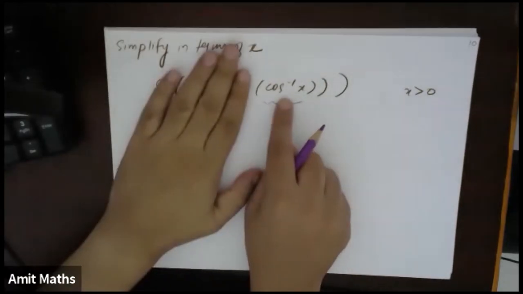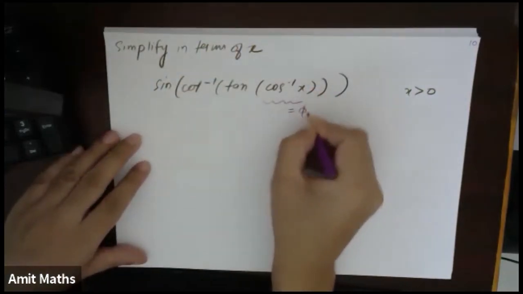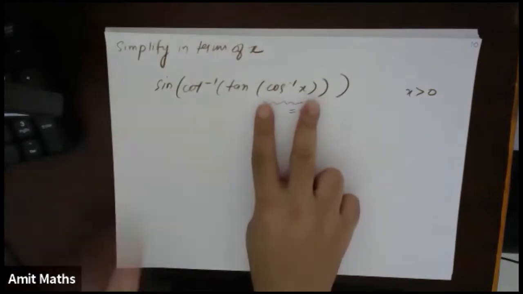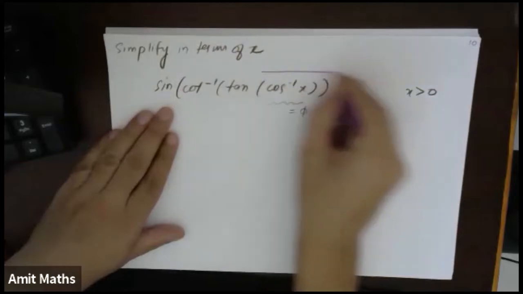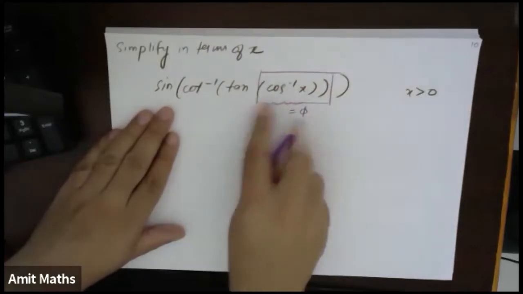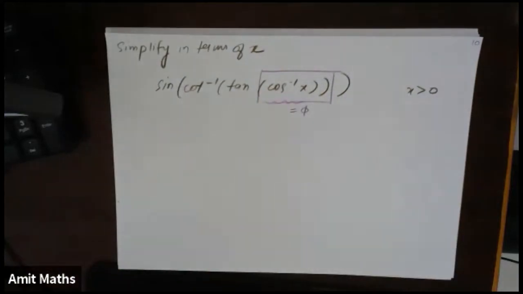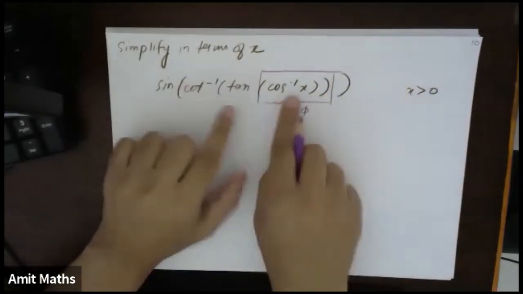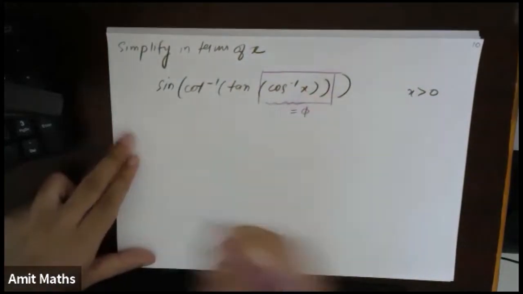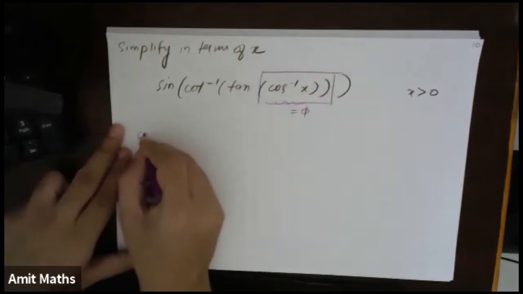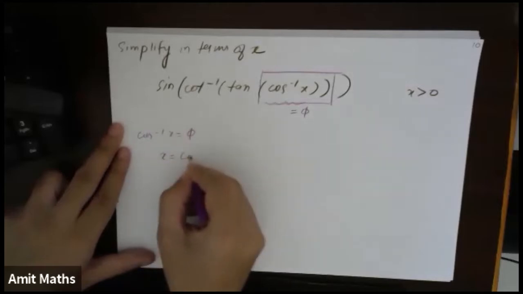So what we'll do is start from the innermost thing. I will take this equal to 5. Now, if this is 5, I will try to write this thing in terms of tan, such that tan of tan inverse becomes the same thing, whatever is inside, because this is inside tan. So this is cos inverse of x, and cos inverse of x is equal to 5. So from here I will get x is equal to cos of 5.